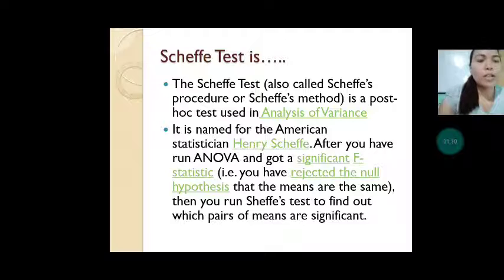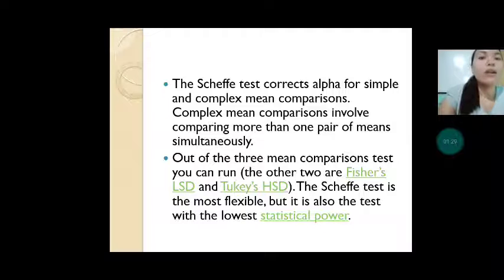So after you have run ANOVA and get a significant F statistic, you have rejected the null hypothesis that the means are the same. Then you run the Scheffe test to find out which pairs of means are significant. So the Scheffe test corrects alpha for simple and complex mean comparisons. Complex mean comparisons involve comparing more than one pair of means simultaneously.